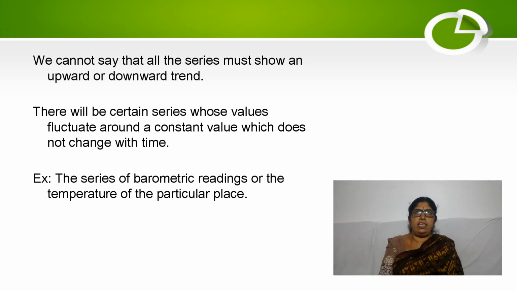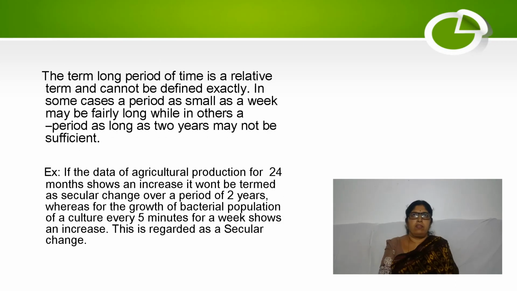We cannot say that all the series must show an upward or downward trend. There will be certain series whose values fluctuate around a constant value which does not change with time. Example, the series of barometric readings or the temperature of a particular place.